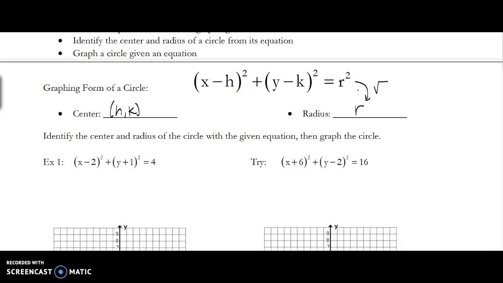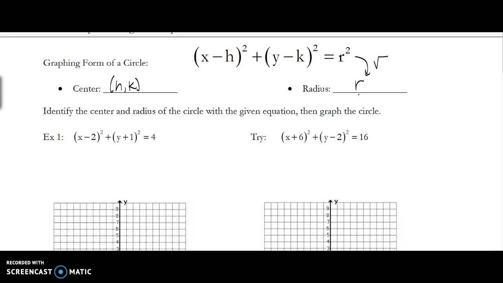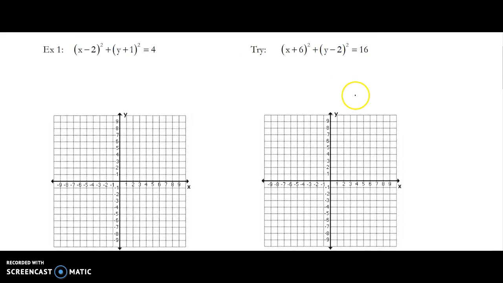So here, in example 1, it says identify the center and radius of a circle with given equation, then graph the circle. So we can say that our center is a positive 2, because here it's listed as negative, and we always take the inverse. And then we have negative 1. So then, in order to find out what the radius is, we have to take the square root of what it's equal to. So the square root of 4 is 2.